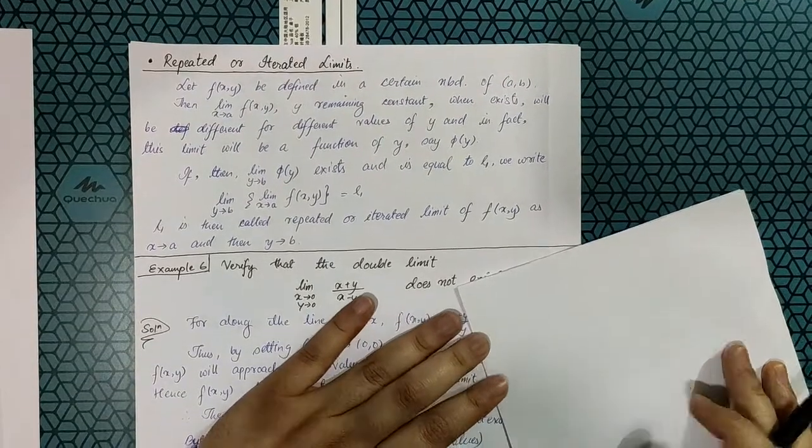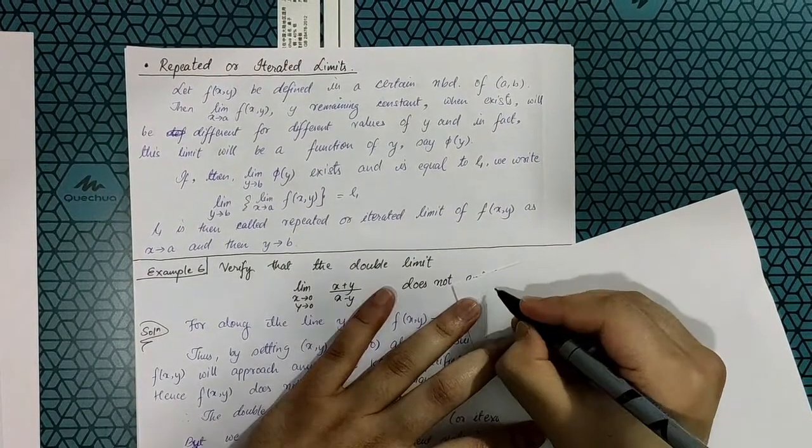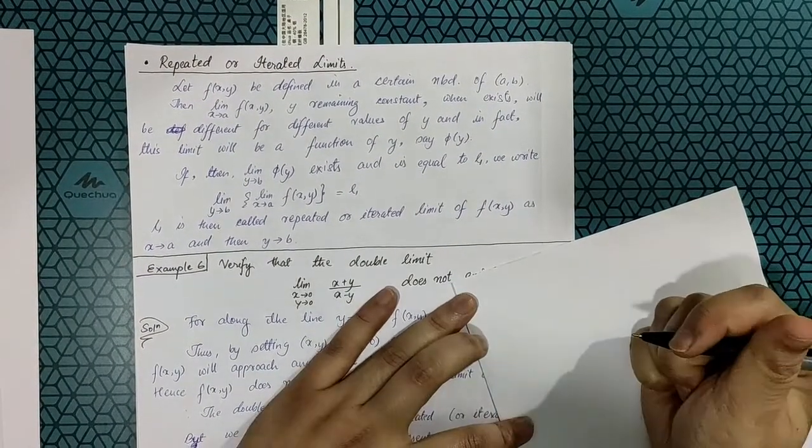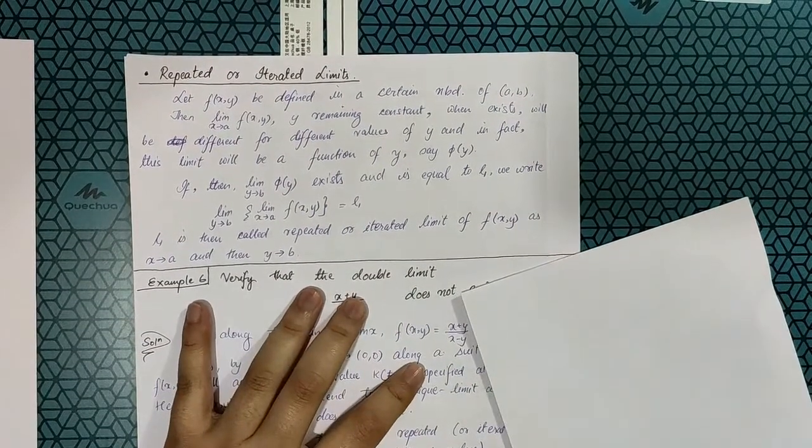So now we start with repeated limit or iterated limit. Previously what we did was the double limit. So now we start with the repeated limit. So let us define it.